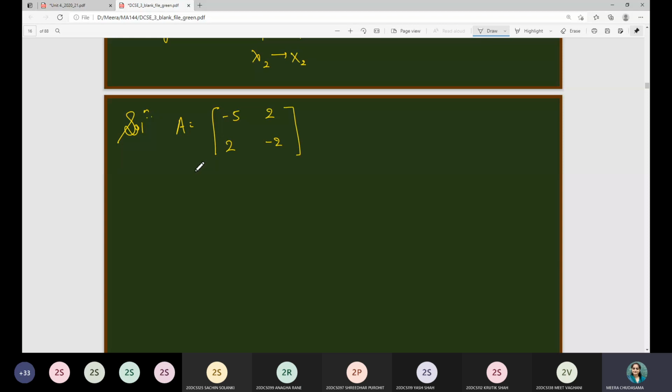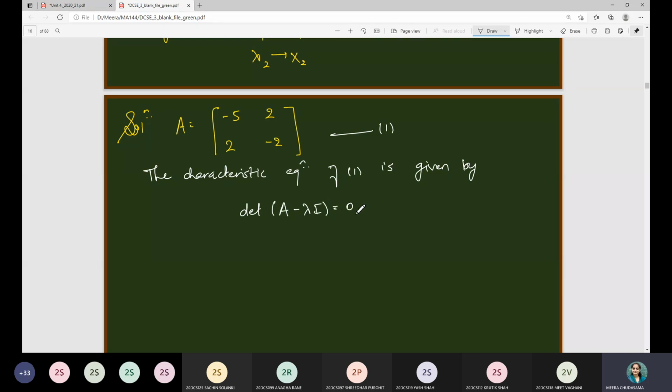So first of all, we have to consider the characteristic equation of this one. Let me write the characteristic equation, call it 1. How do we get it? It is determinant of A minus lambda I is equal to 0, right? So let us first find out what A minus lambda I is.